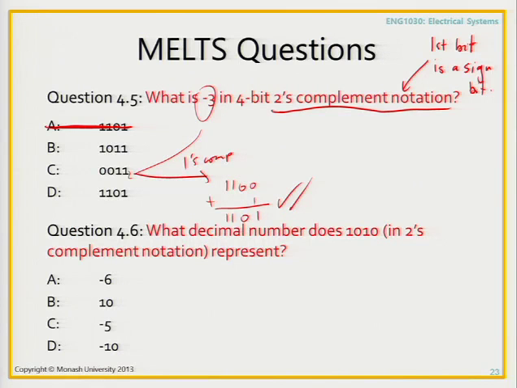Okay, so then what about 4.6? What decimal number does 1010, which we are told is in 2's complement notation, represent in decimal? Okay, so quiz opened. Oh, this one does not have as much agreement. Have an argument with your neighbour about what you think it is.